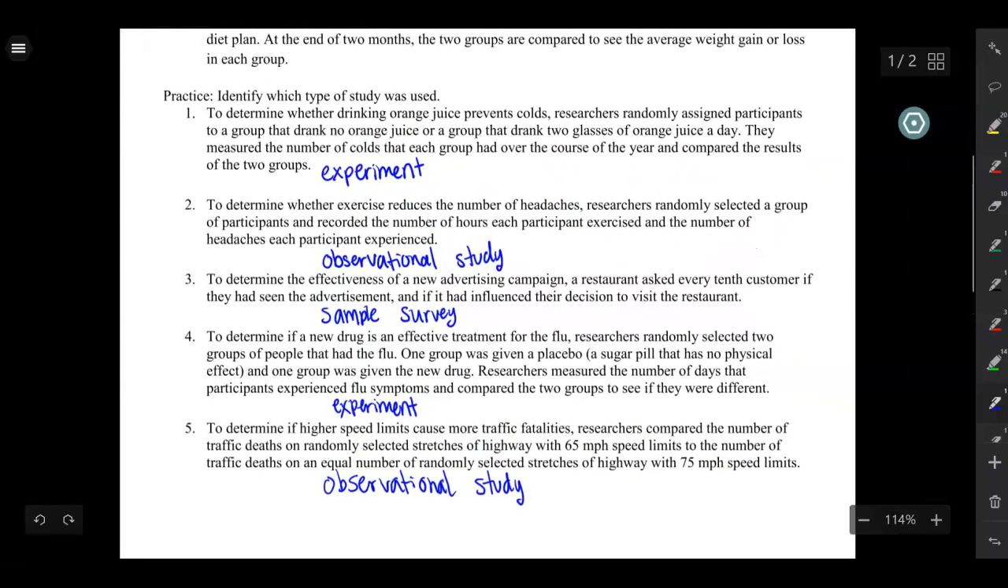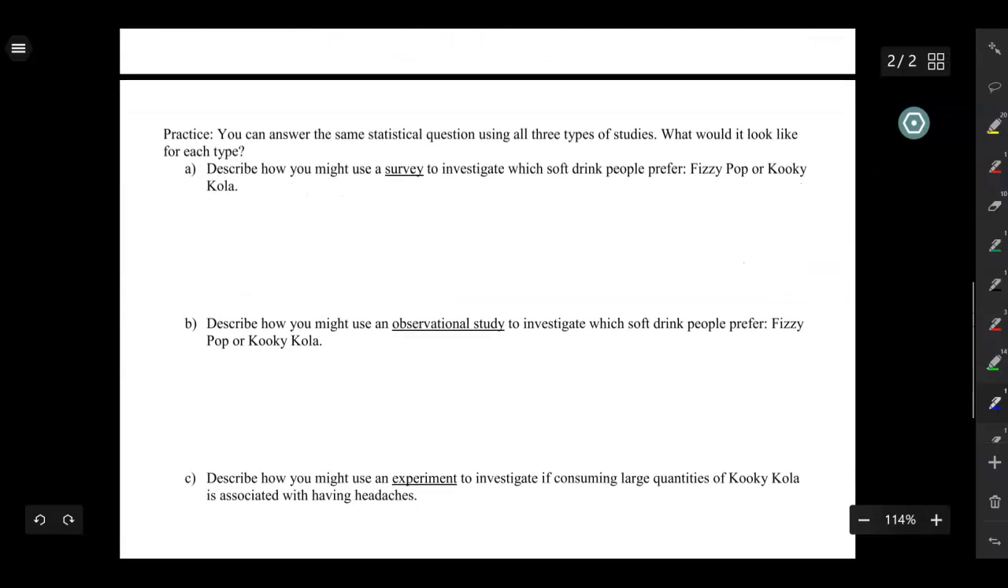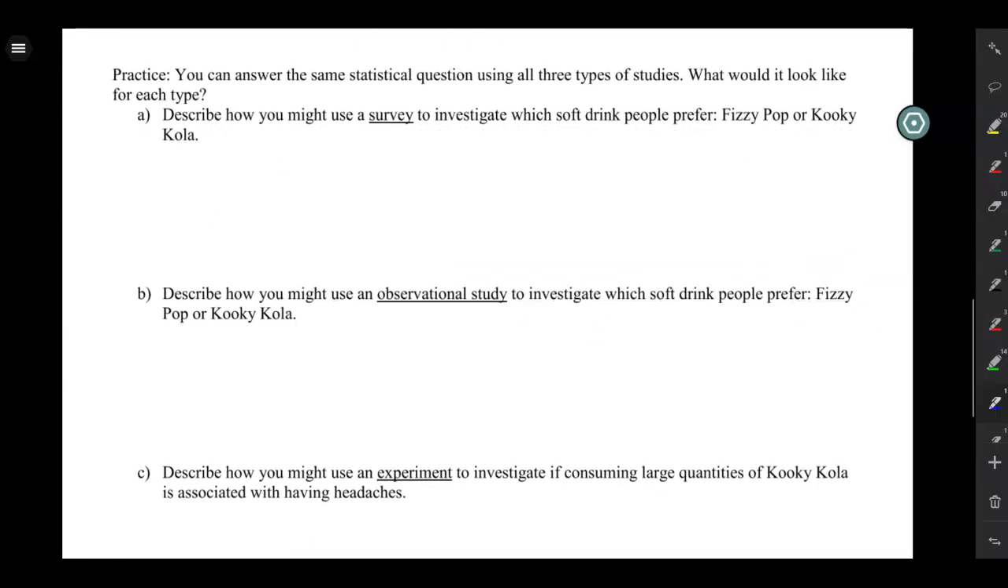So hopefully that practice was useful in seeing some of the important characteristics of experiments, observational studies, and sample surveys. What we're going to do now is talk about how we could design these 3 types of statistical studies to answer the same question. Okay, so the big question we're trying to answer is we have these 2 fictional soft drinks called Fizzy Pop and Coca-Cola, and we want to know which people prefer.